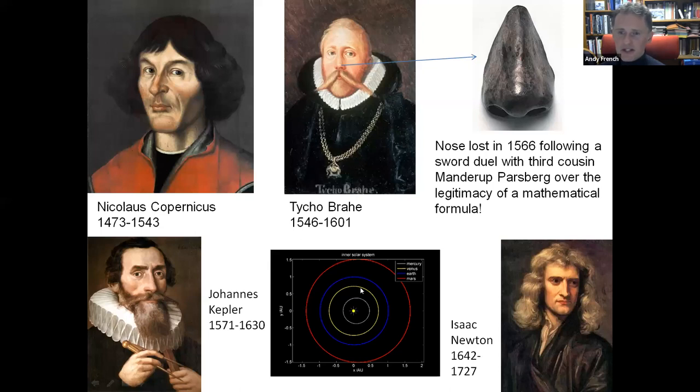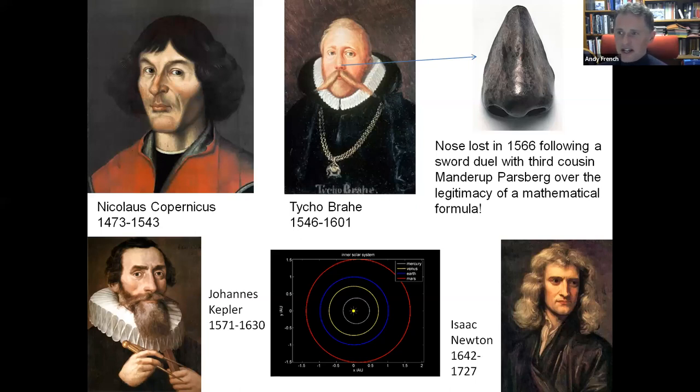So an interesting bit of history: Tycho Brahe, the great Danish astronomer, whose data Kepler used to derive his three laws. Kepler managed to get hold of Tycho Brahe's interplanetary data, or the orbits of the planets, probably the best data around at that time. Brahe lost his nose in a duel. I'm not sure that is actually true, but apparently the duel was about the efficacy of a mathematical formula.